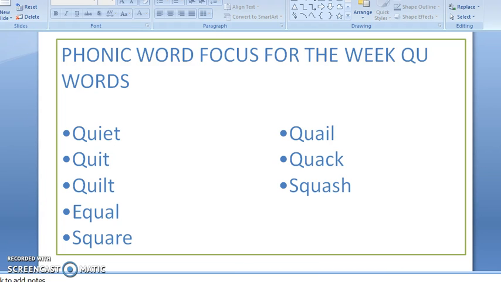This is just a list of our phonic words that we're using for the week. The students are focusing on QU words. These words are quiet, quilt, quit, equal, square, quell, quack, and squash. Like I said, this will be changing periodically every week. And again, the students will be given a list. This information will be listed in their journal. And also, like I said, in the future, I will be providing a link on the page attached with their power words and their phonic words for the week.